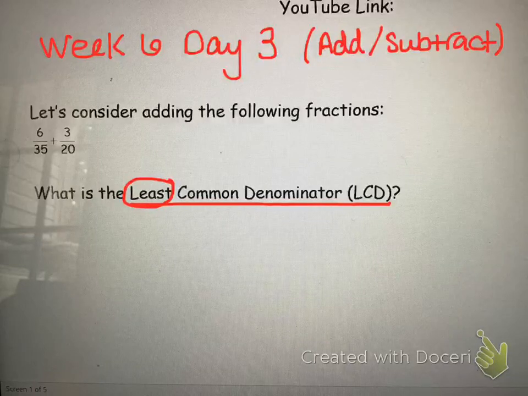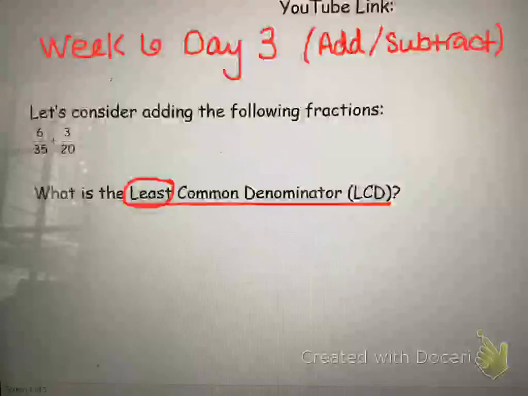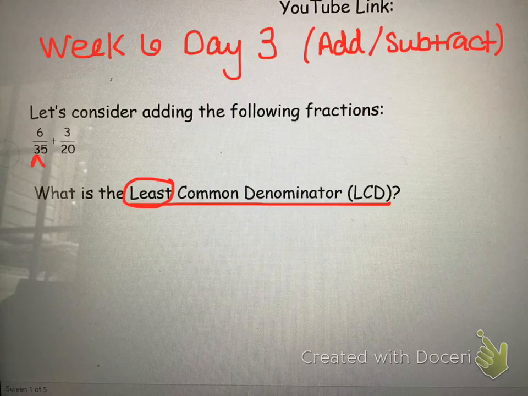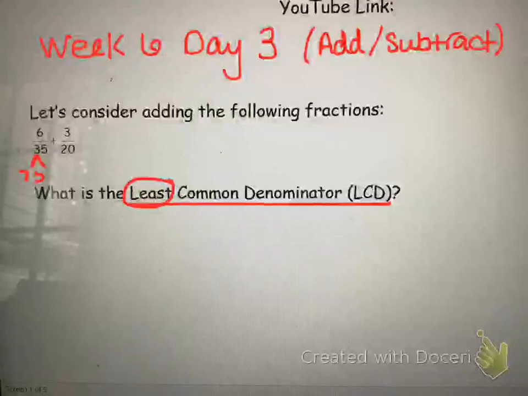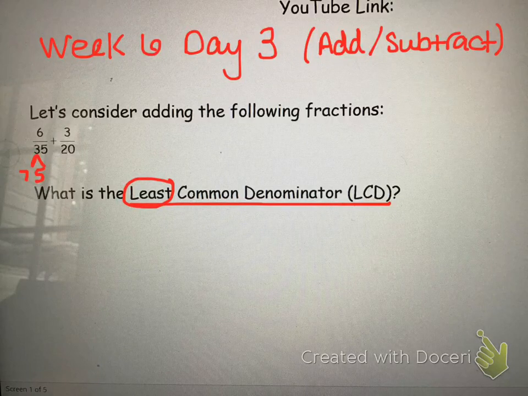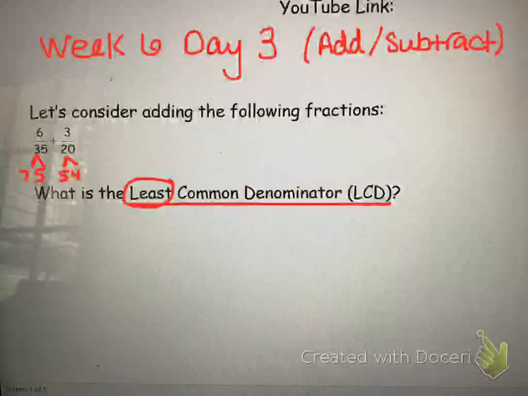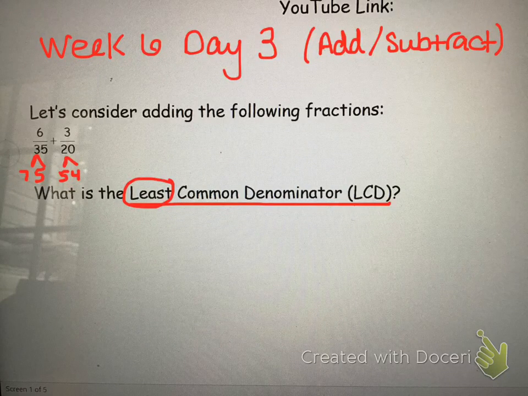In order to find the LCD for these 2 fractions, we need to know how they factor. This 35 right here factors as 7 times 5, and this 20 right here factors as 5 times 4. So both denominators already have a 5 in them as a factor. In order to give them the least common denominator, we need to give this first fraction a 4.